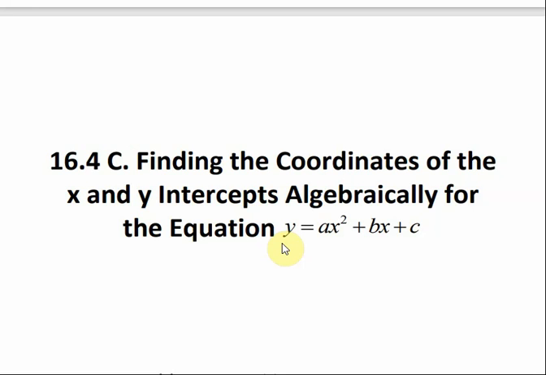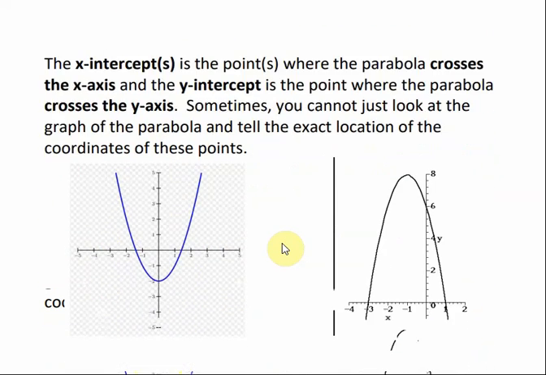16.4c, finding the coordinates of the x and y intercepts algebraically for the equation y is equal to ax squared plus bx plus c. So today we're going to talk about how to find the x and y intercepts of quadratic equations. The x-intercept is the point where the parabola crosses the x-axis, and the y-intercept is the point where the parabola crosses the y-axis.